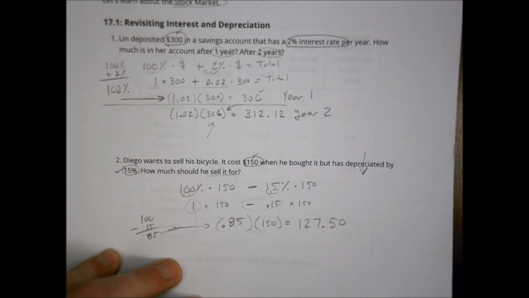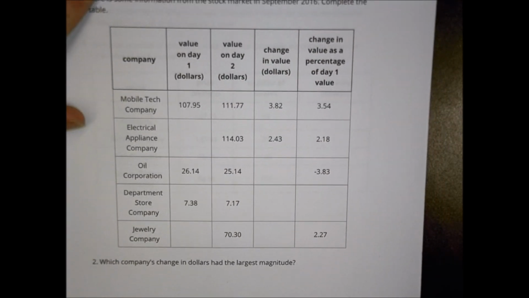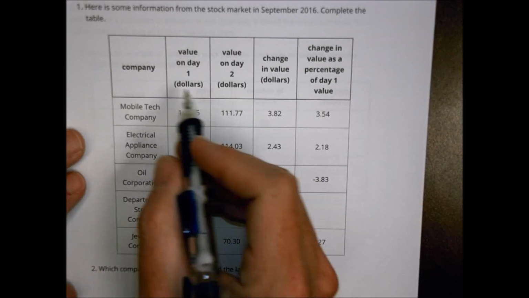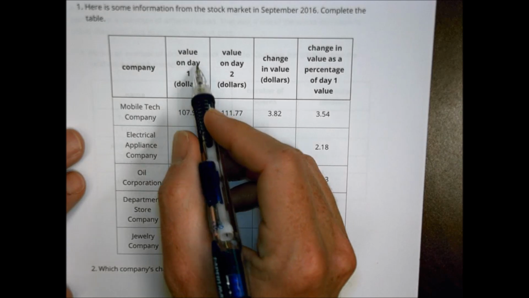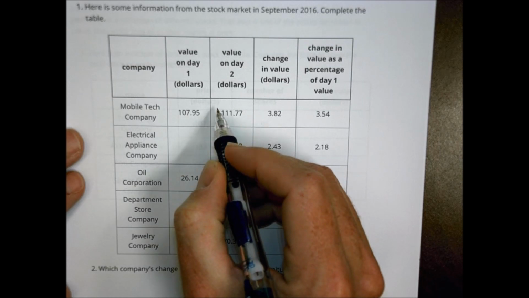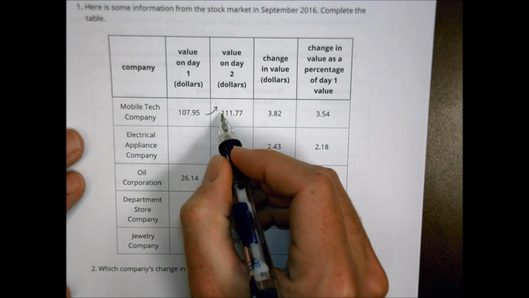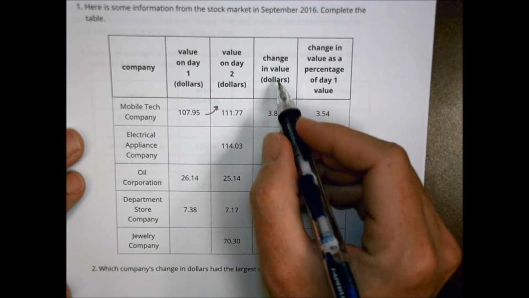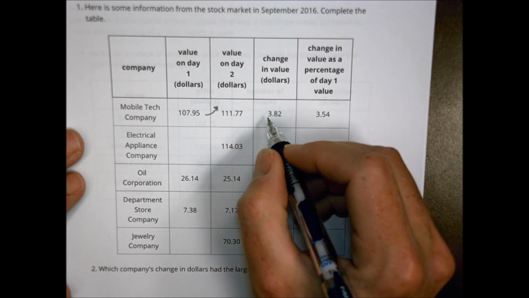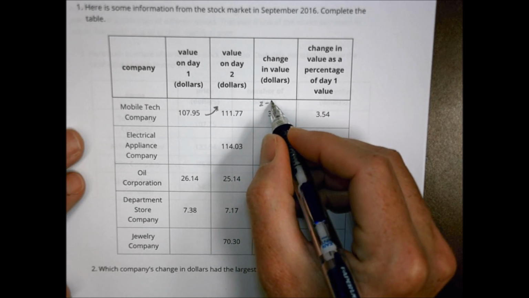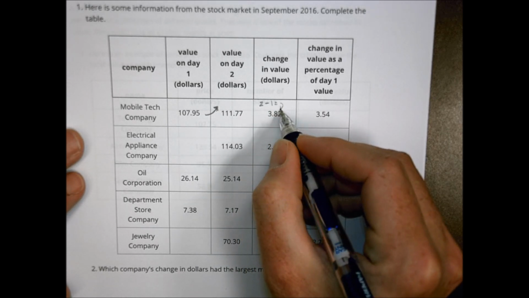Okay, so let's turn the page and look at the next one, 17.2 on gains and losses. It says here's some information from the stock market company in September 2016. Complete the table. So what we see here is Mobile Tech Company. The value on day one was $107.95. And on day two, we see that it increased, so it went up to $111.77. So it's an increase in value from day one to day two. The actual change in dollars was $3.82, which you can find by doing day two minus day one, and that's going to equal your change here, right?